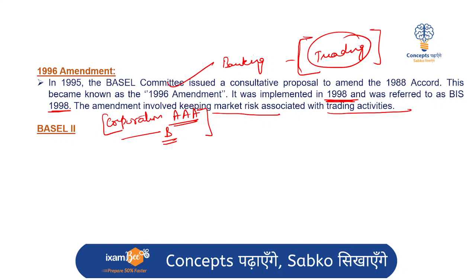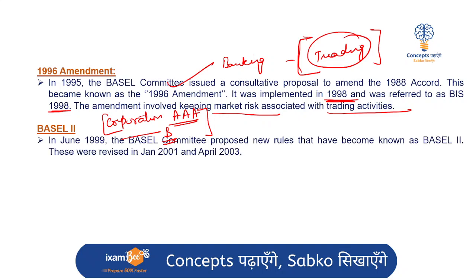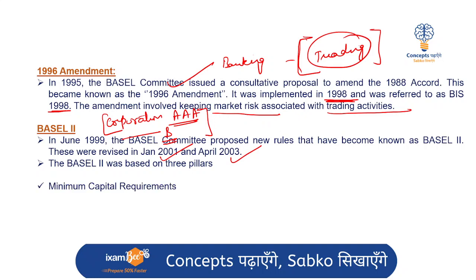So Basel 2 norm, the revisions were made in January 2001 and April 2003. Various other amendments were made, and it was mainly based on three pillars: minimum capital requirement, supervisory review, and market discipline. In this there was also one more risk, which was operational risk.